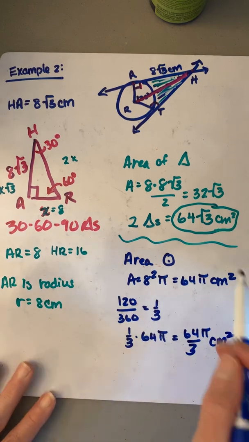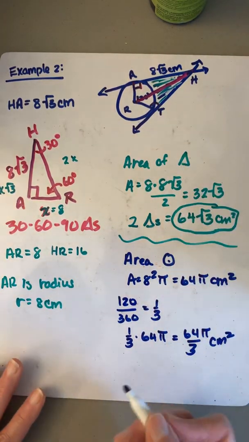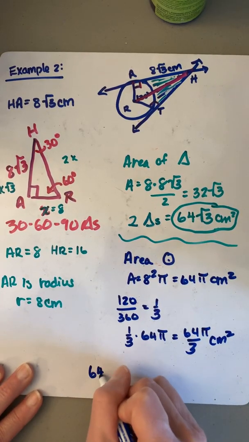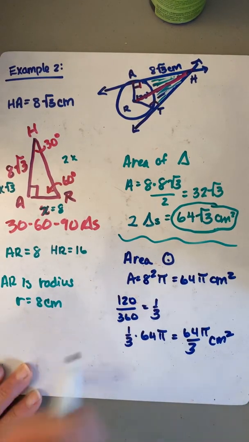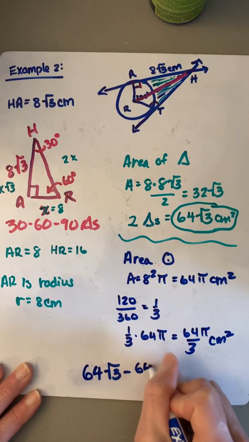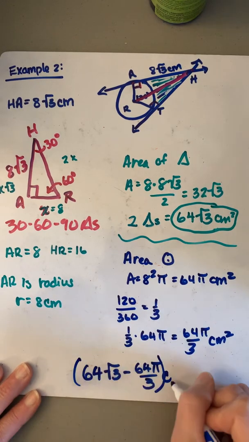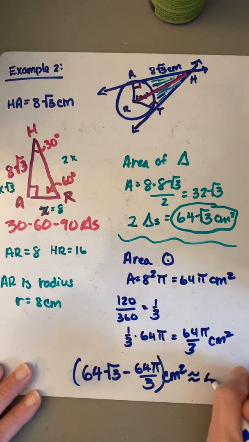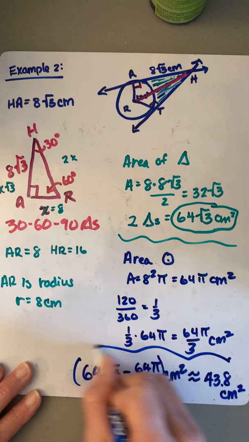Now we're going to take the whole entire shape and subtract from it the area of the sector. So we're going to have 64 times the square root of 3 minus 64 pi thirds, all of that centimeters squared. If you work that out, you get approximately 43.8 square centimeters.